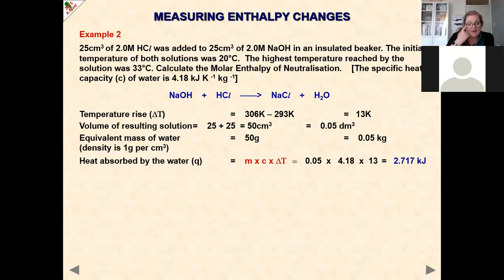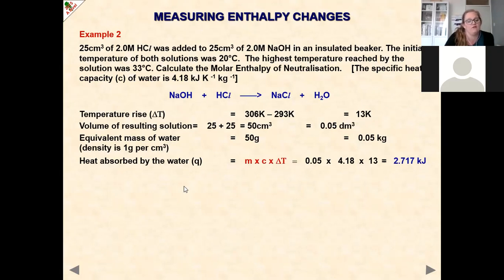We want to work out our volume of resulting solution. So we've got 25 of one reactant with 25 of another reactant. So that should equal 50 cubic centimeters. So our volume in decimeters would be 0.05. We want our equivalent mass of water. So density is 1 gram per cubic centimeter. So we've got 50 grams there. Therefore, in kilograms, we've got 0.05.